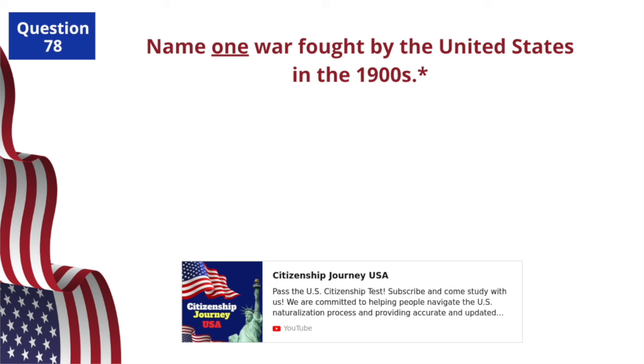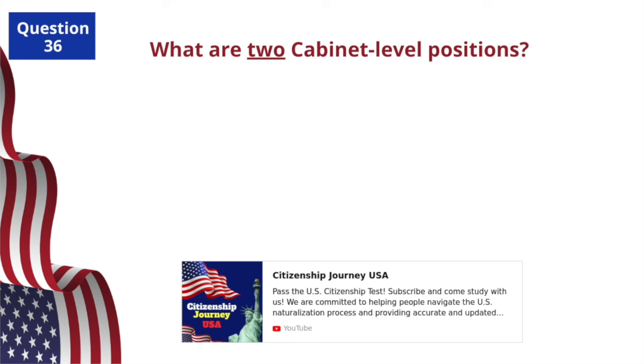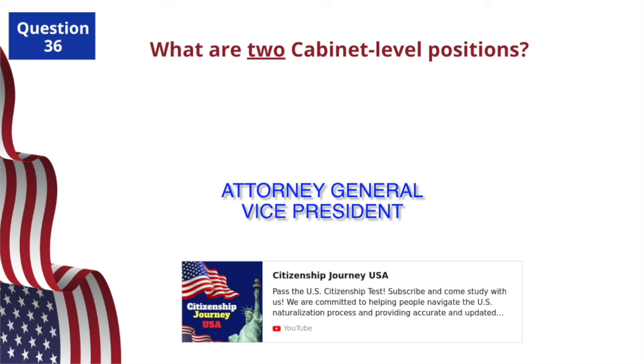Name one war fought by the United States in the 1900s. World War One. What are two cabinet-level positions? Attorney General, Vice President.